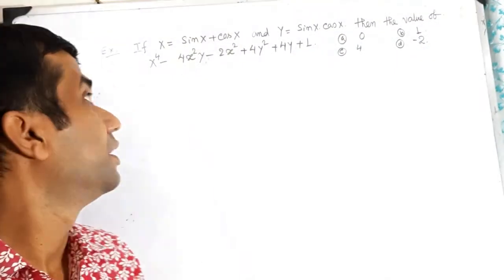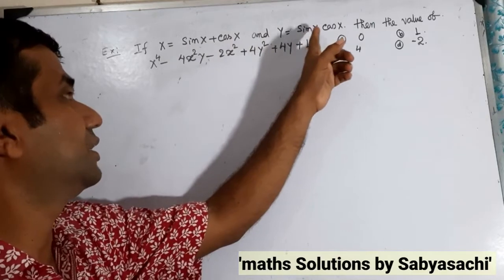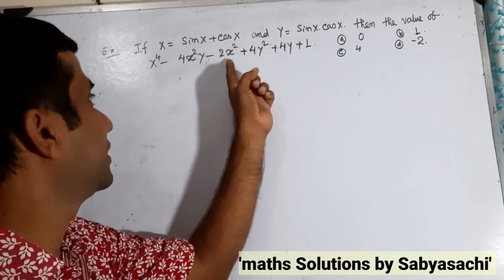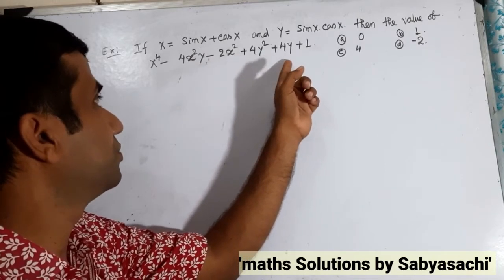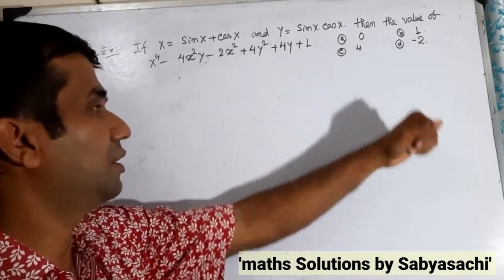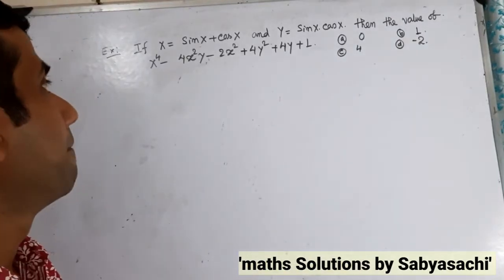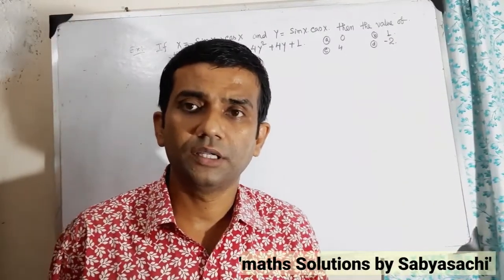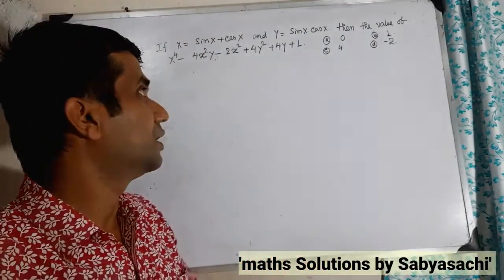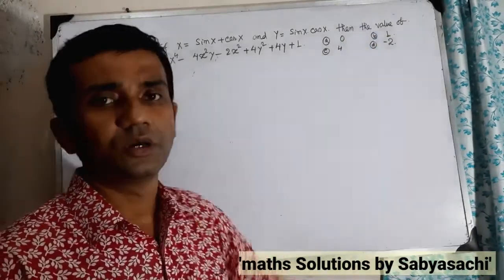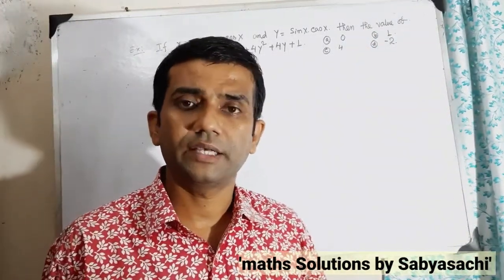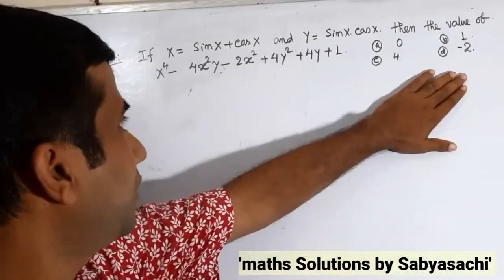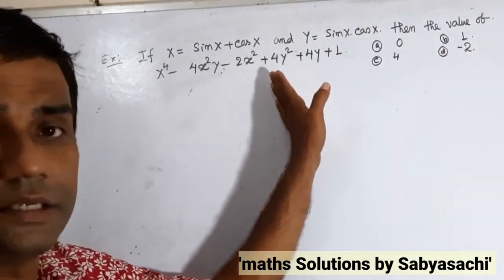The next problem: x is equal to sin x plus cos x, y is equal to sin x into cos x. Then the value of x to the power 4 minus 4x square y minus 2x square plus 4y square plus 4y plus 1 is: 0, 1, 4, or minus 2. How can we solve it? At first you have to look into the options. The options are 0, 1, 4 and minus 2. That means this is independent of x and y, so it is an identity.